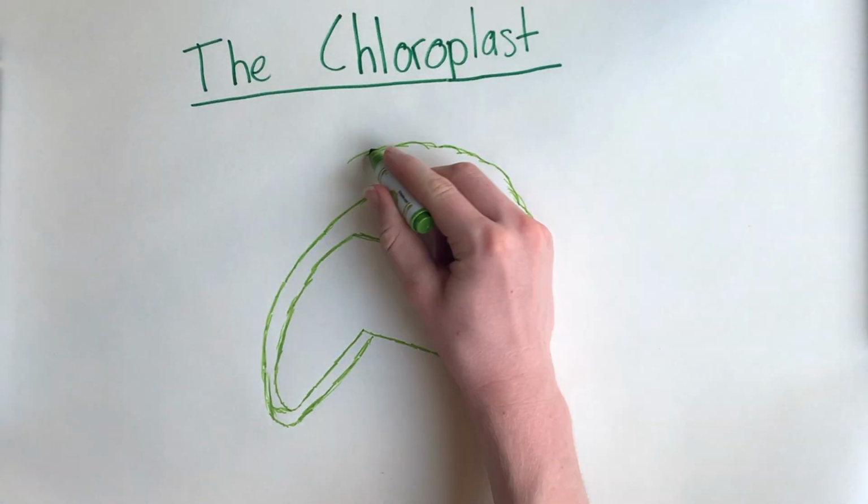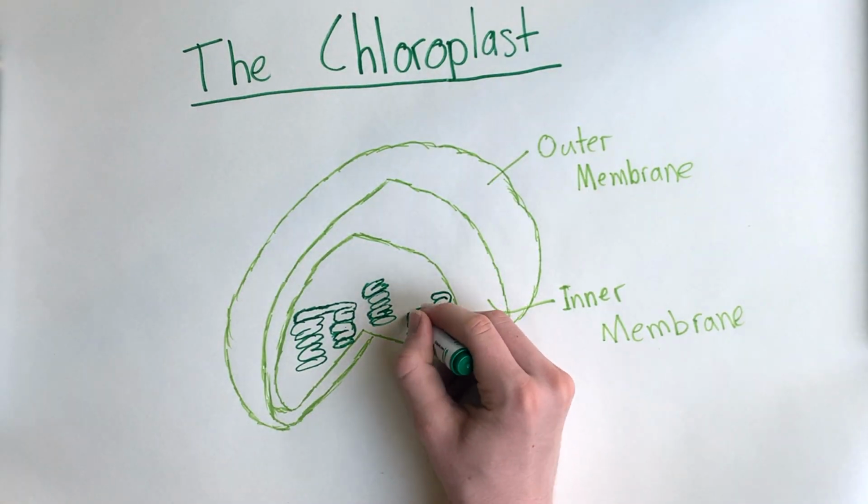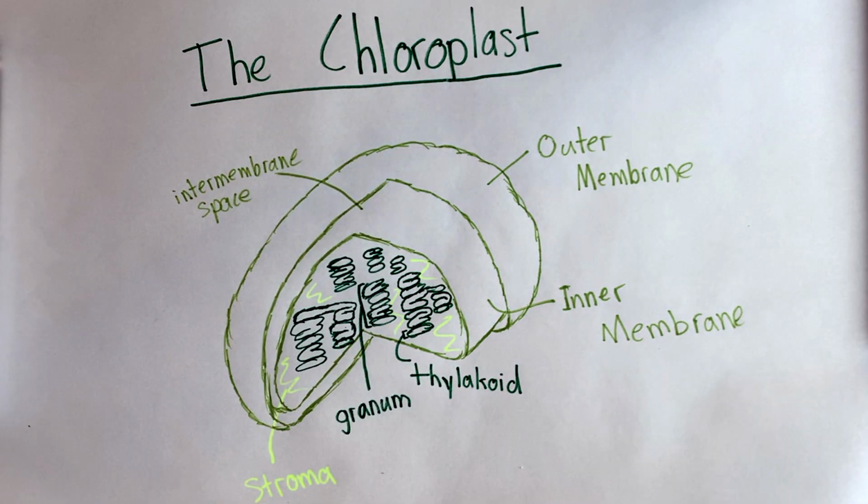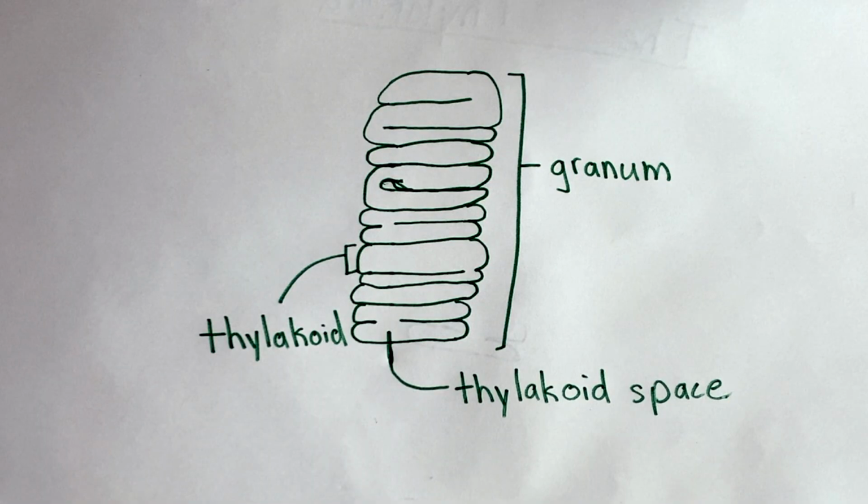In the plant cell, there are small green organelles called chloroplasts. These chloroplasts have two membranes, the inner and outer membrane. Within the inner membrane, there is a fluid called stroma, and stacks of interconnected discs called grana. Each membranous disc in a grana is called a thylakoid. Within the membrane of the thylakoids is the thylakoid space.